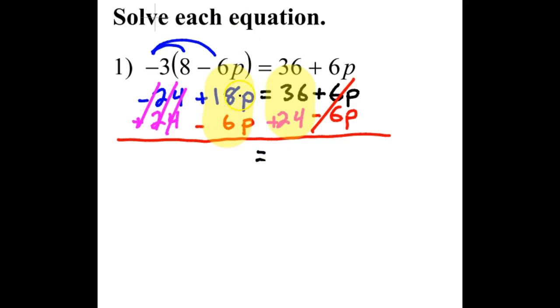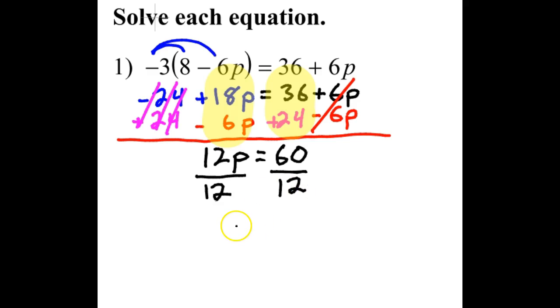Okay, so 18p minus 6p is 12p. 12 times what equals 36 plus 24, which is 60. And then you can divide both sides by 12. So p equals 5.